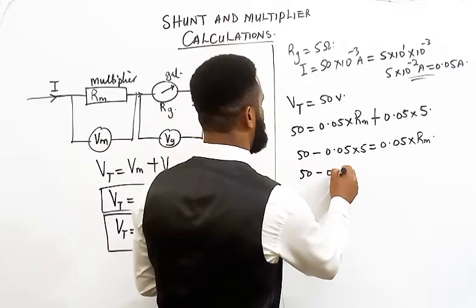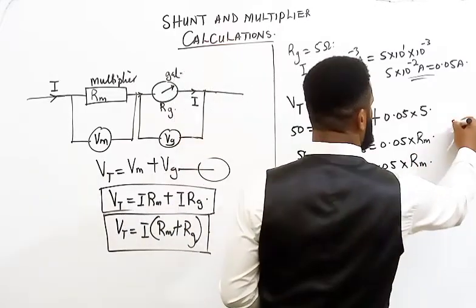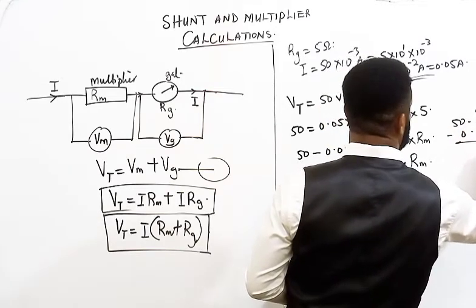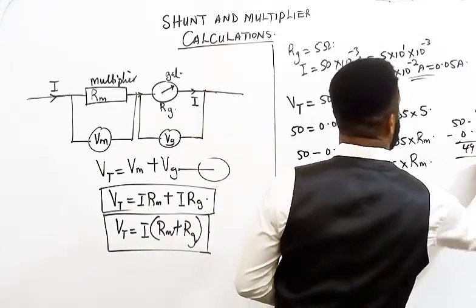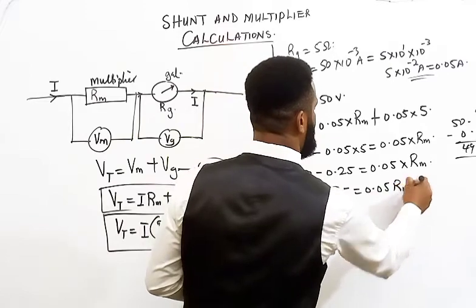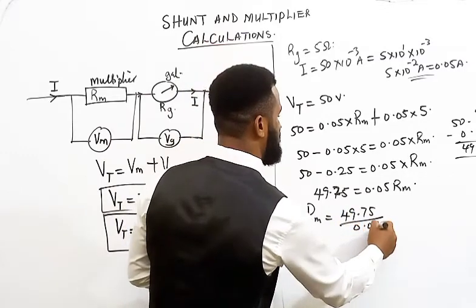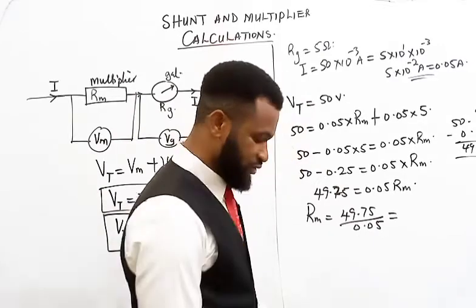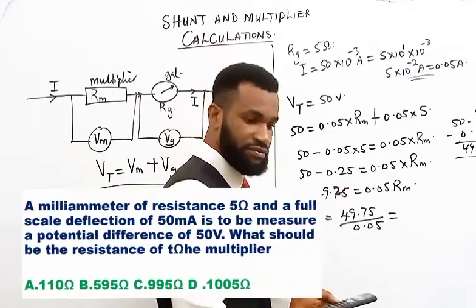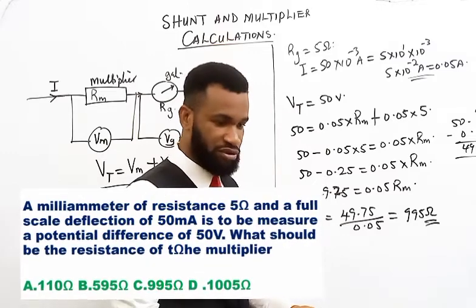So this is going to be 50 minus 0.25 is equal to 0.05 times the resistance of the multiplier. So 50.00 minus 0.25 gives 49.75, which is equal to 0.05 times the resistance of the multiplier. So the resistance of the multiplier is going to be 49.75 divided by 0.05, which is given as 995 ohms. And looking at the question, you see it in option C.